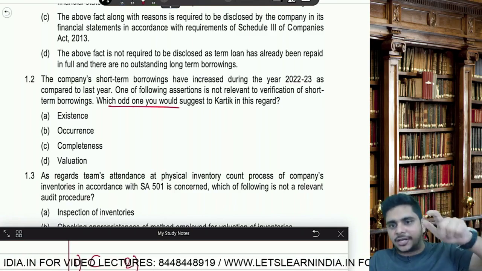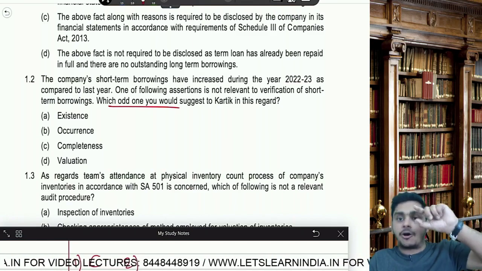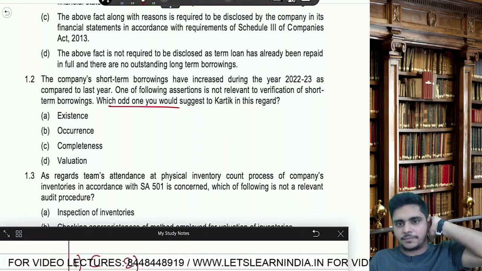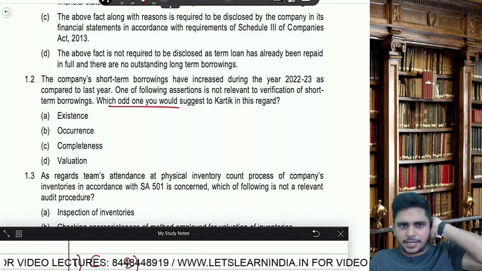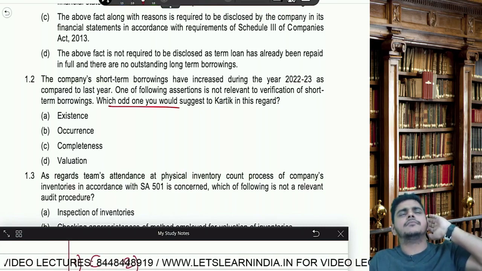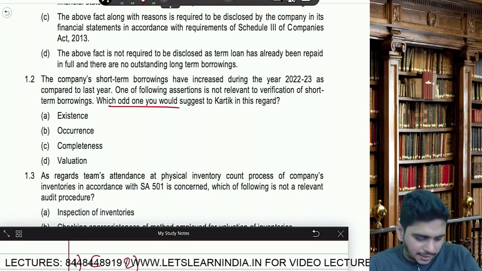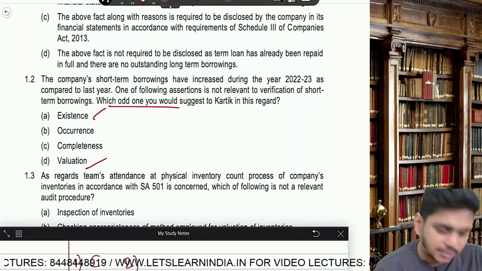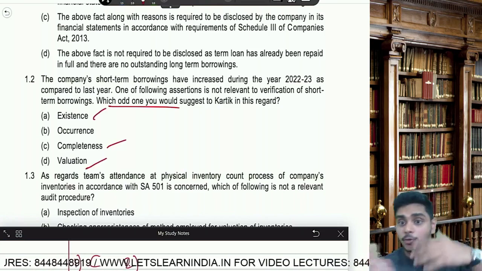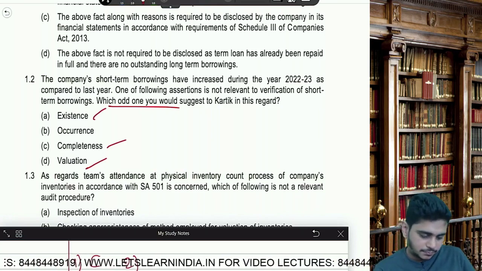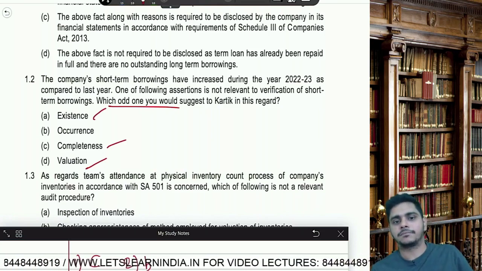Loan is a balance sheet item, account balances, so valuation would be there, existence would be there, rights and obligations are there, any charge is there, and Schedule 3 disclosure. Occurrence I think is irrelevant. Valuation and existence will remain. Completeness, it should be properly recorded. So B.